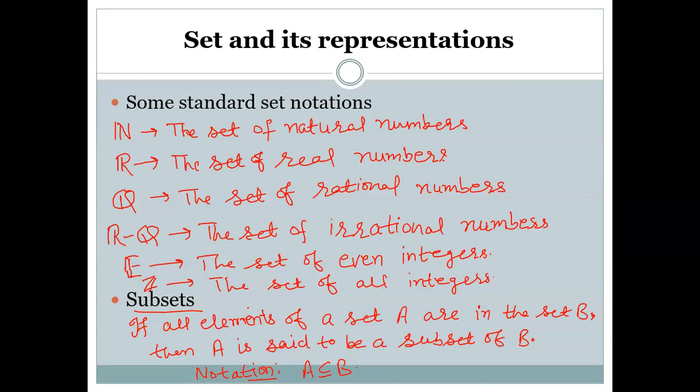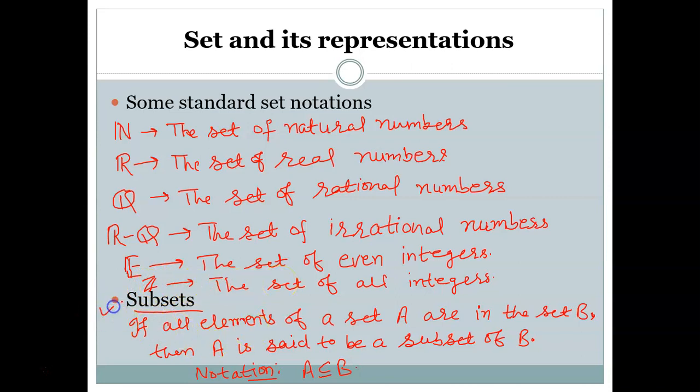Now there are some standard sets which have their standard notations. For example, the set of natural numbers can be represented like this: hollow N, we speak it as hollow N, hollow R, hollow Q, hollow R minus Q. E, the set of even integers, this is the set of irrational numbers. Q is the set of rational numbers. R the set of real numbers. Then, here Z is the set of all integers.